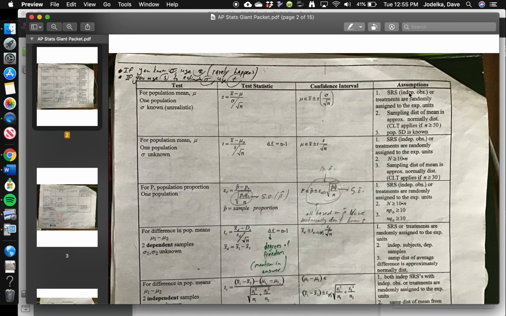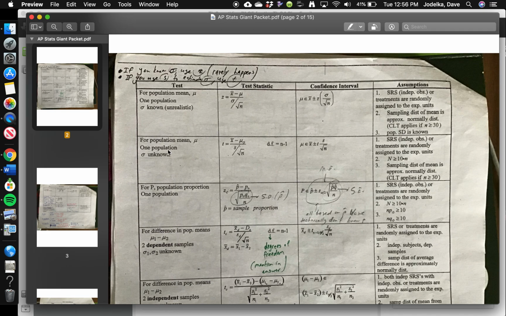Is it independent and random? Is the sampling distribution approximately normal? So again, this says right here, central limit theorem applies when n is greater than or equal to 30. So if you have a sample that's big enough, you won't have to check it in your calculator and see if the histogram of your data is unimodal and symmetric. You might be given a word problem that just says, I have a sample size of 50. Then you would know that central limit theorem has kicked in, and you would just say that in your assumptions and conditions.